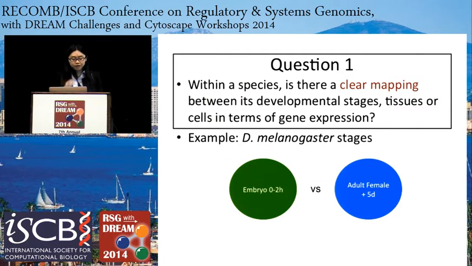Our first question is, because we would like to compare the stages across the 2 species, we should start from something simpler. That is, within the species, can we find a clear mapping between its stages in terms of the gene expression, which we can learn from the RNA-Seq data. Here I just use 2 stages as an example, the embryonic 0 to 2 hour stage and the adult female plus 5-day stage in the fly life cycle.